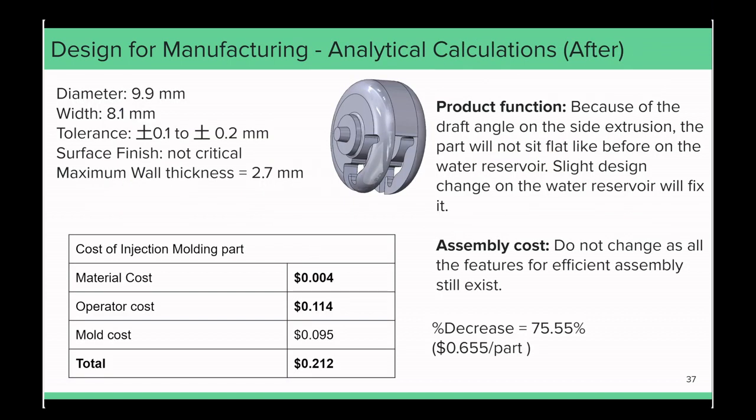This is our analytical calculation after DfM. We saved 65 cents per part. The assembly cost does not change. Product function may have been impacted due to the draft angle on the side extrusion.